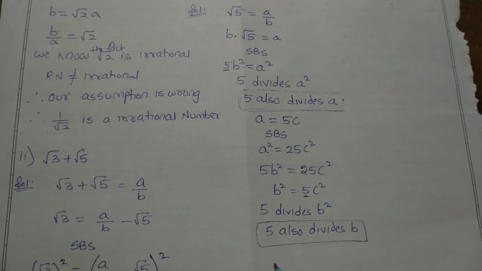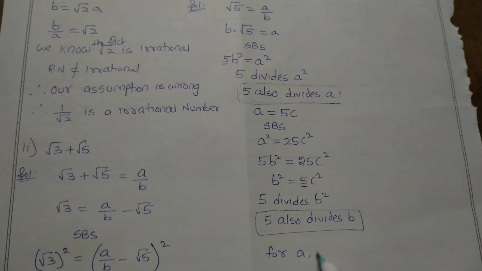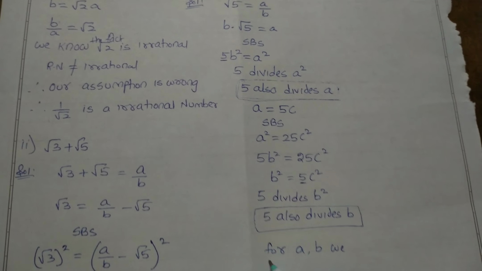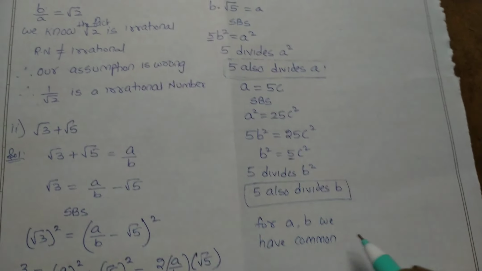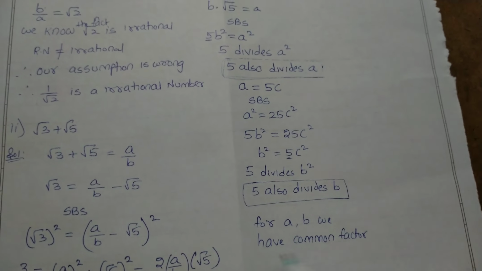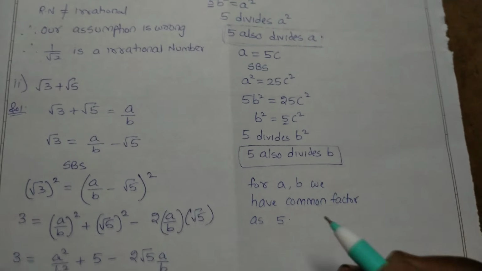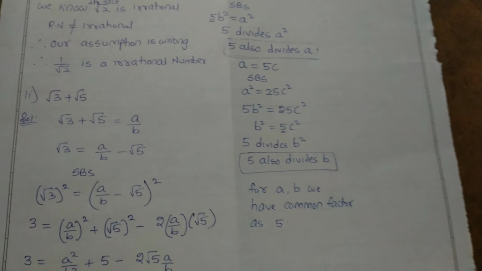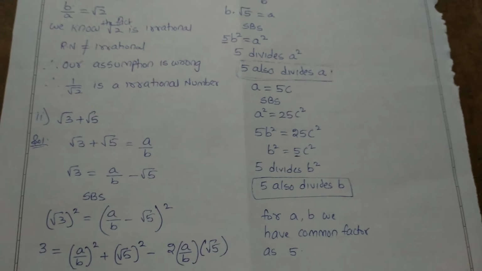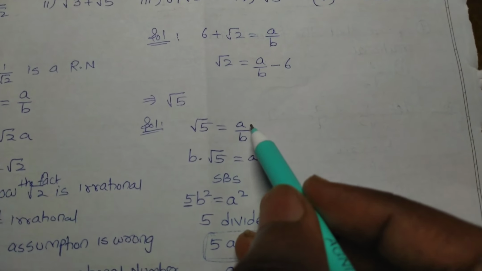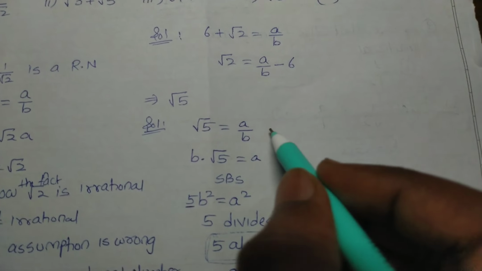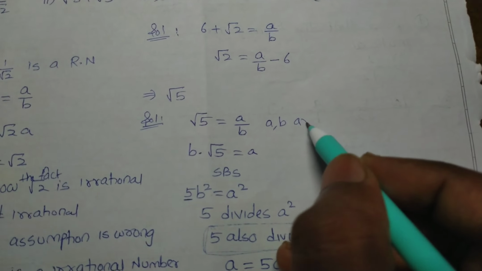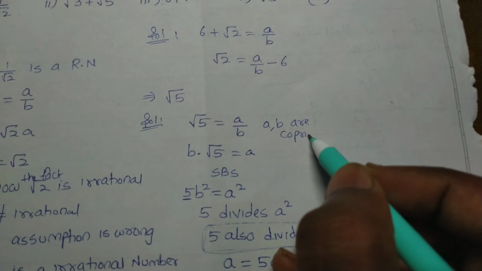That means for a and b we have common factor 5. But as per our rule, a and b, the rational number's a and b, should be co-primes. Here a, b are co-primes; we assumed these are co-primes.